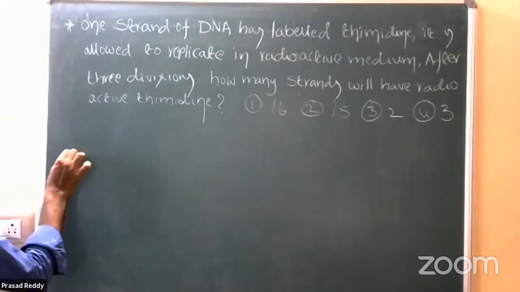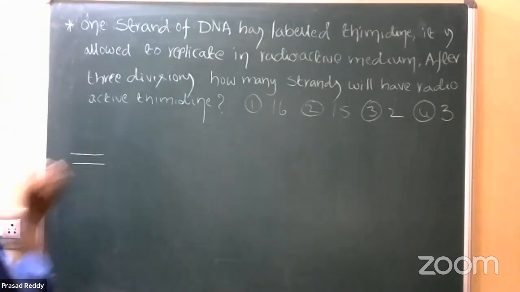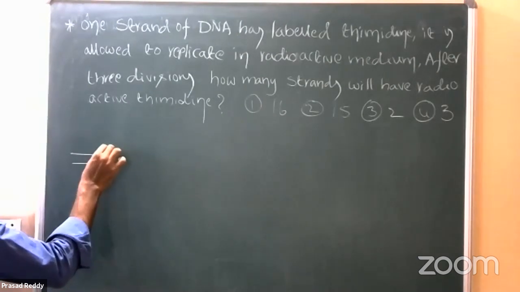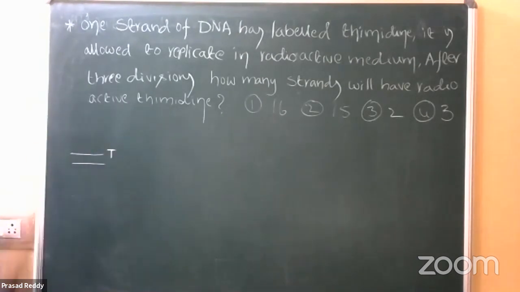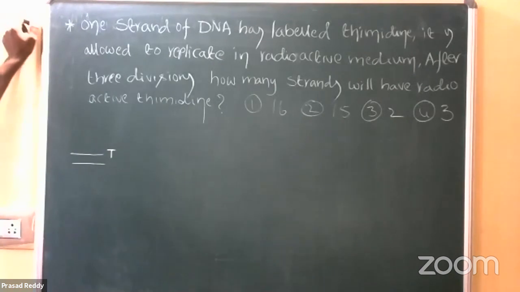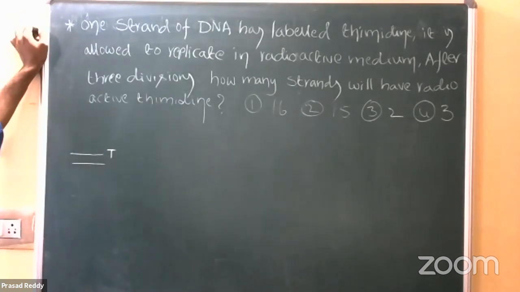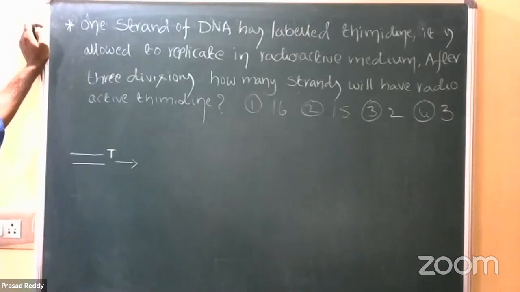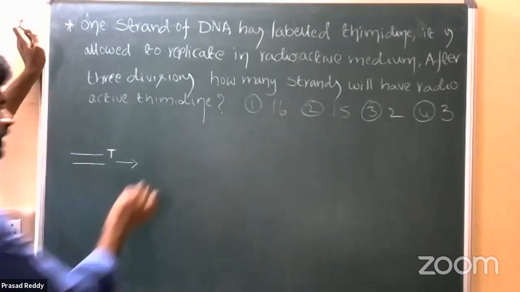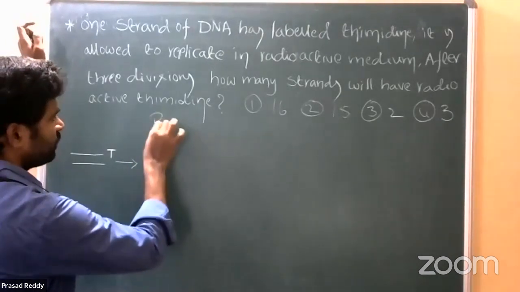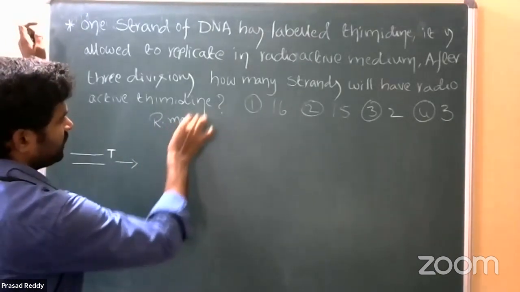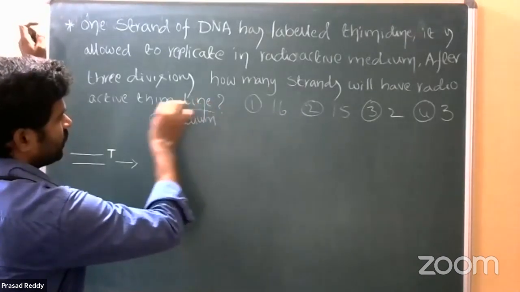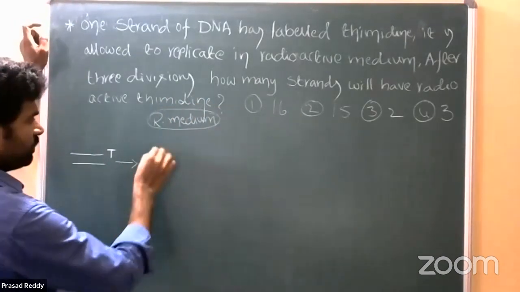So you can take a DNA molecule. In this DNA molecule, only one strand is labeled with radioactive thymidine, but the other strand is normal. It is allowed to replicate in radioactive medium. After 3 divisions means 3 generations.